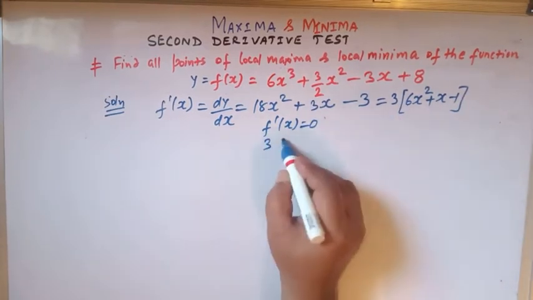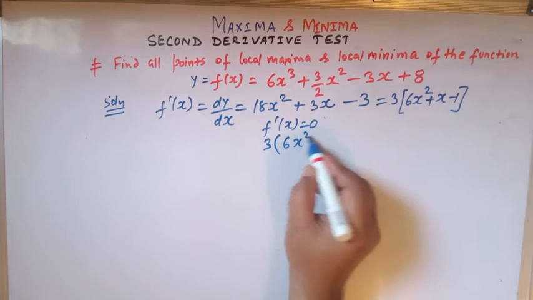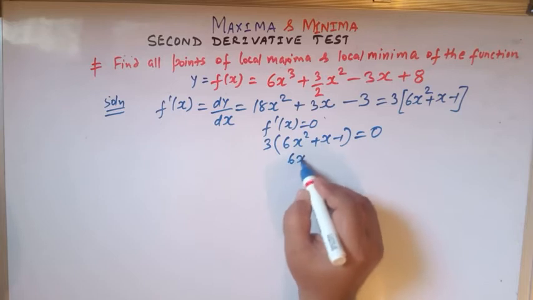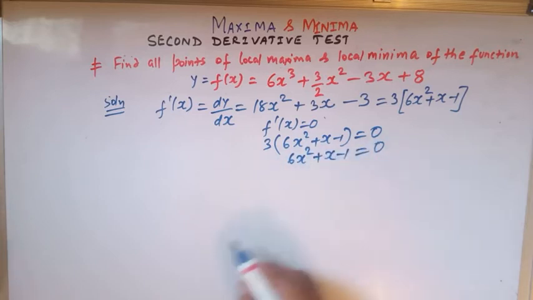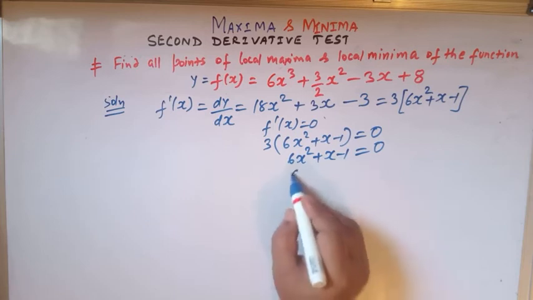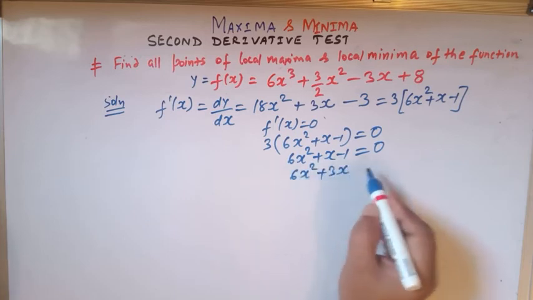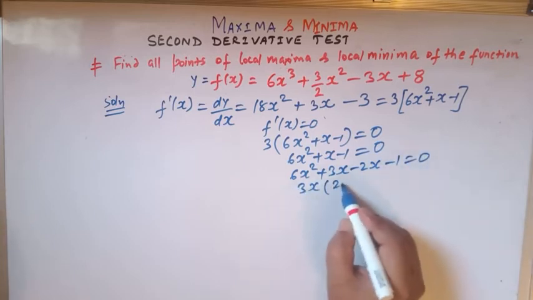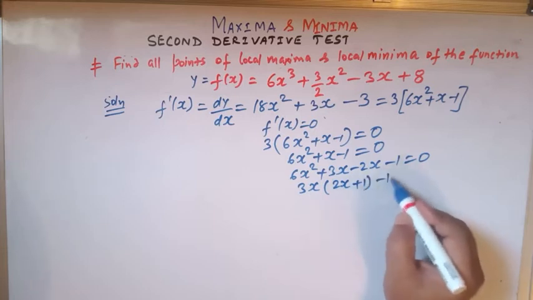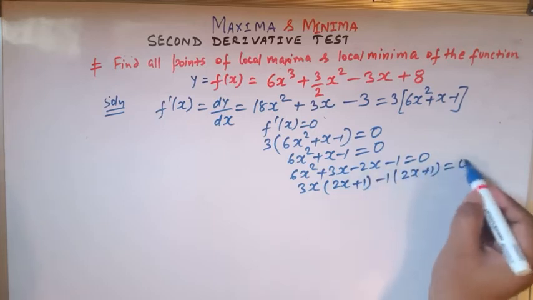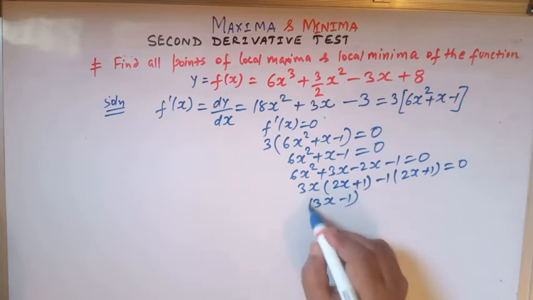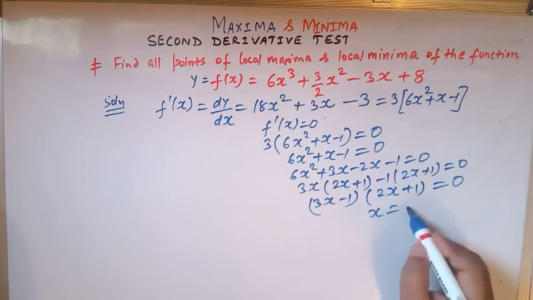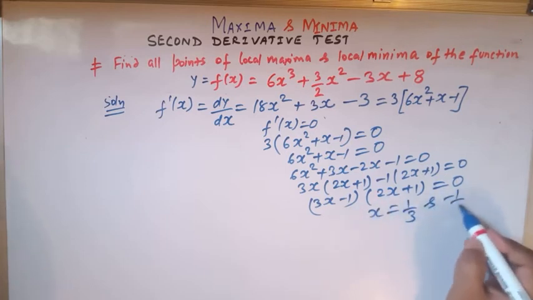Now the critical points, the turning points, are given by f prime of x equal to 0. So we equate this polynomial to 0. So we have 6x squared plus x minus 1 equal to 0. Now we'll factorize it by middle term. So we have 6x squared plus 3x minus 2x minus 1 equal to 0. We have 3x times 2x plus 1 minus 1 times 2x plus 1. So here we have 3x minus 1 and 2x plus 1 equal to 0. So we have x is equal to 1 by 3 and minus half.